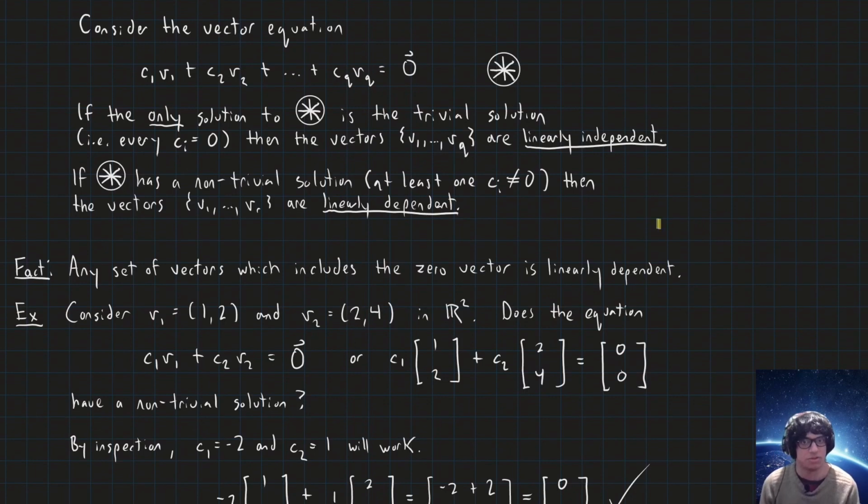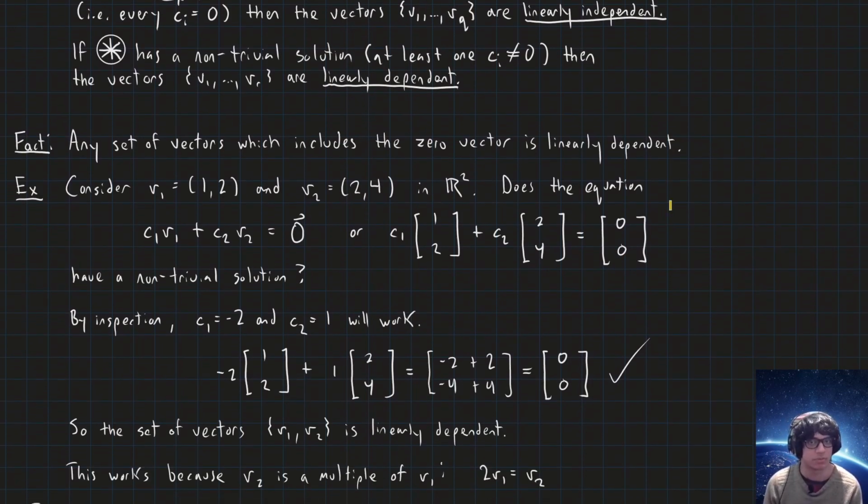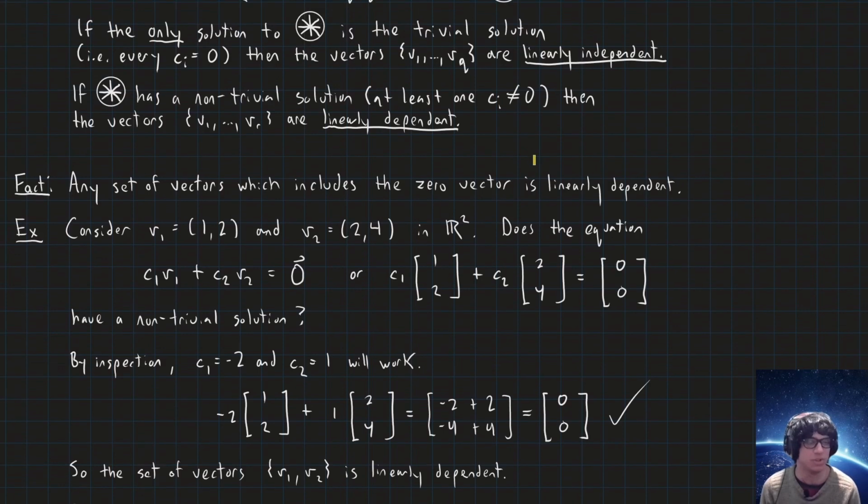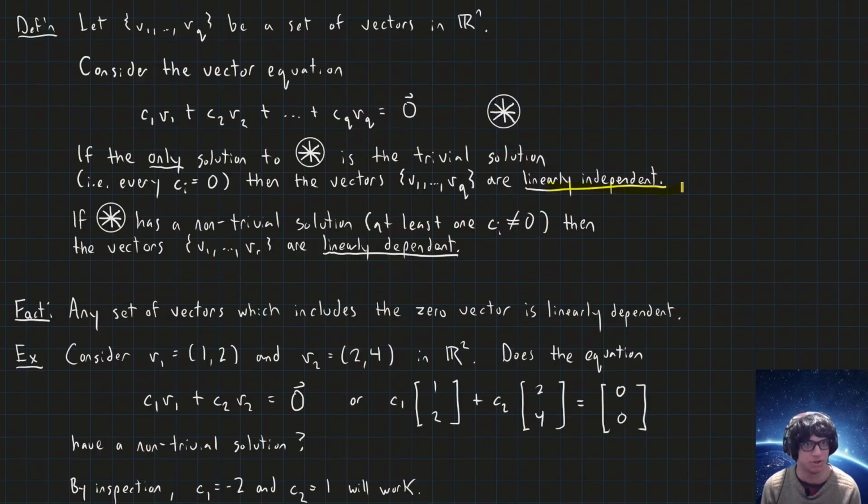Okay, so one fact you should be aware of is that any set which includes a zero vector is always going to be dependent. Here's how you can prove that. Suppose this is our set, and suppose that v1 is the zero vector.